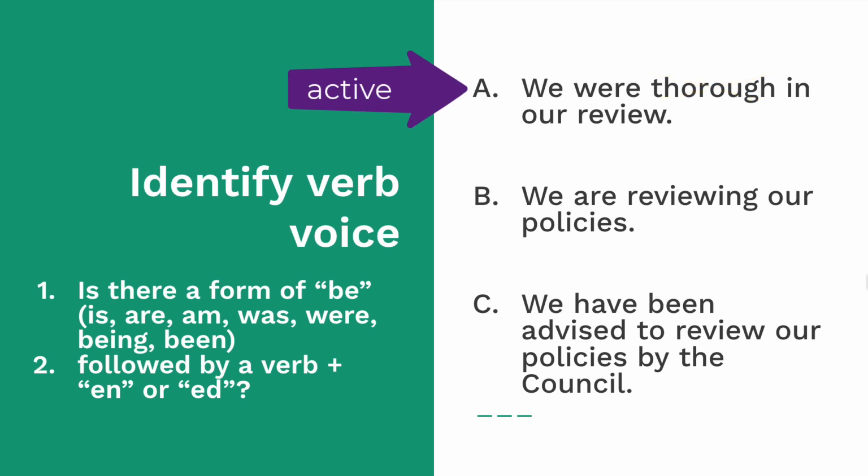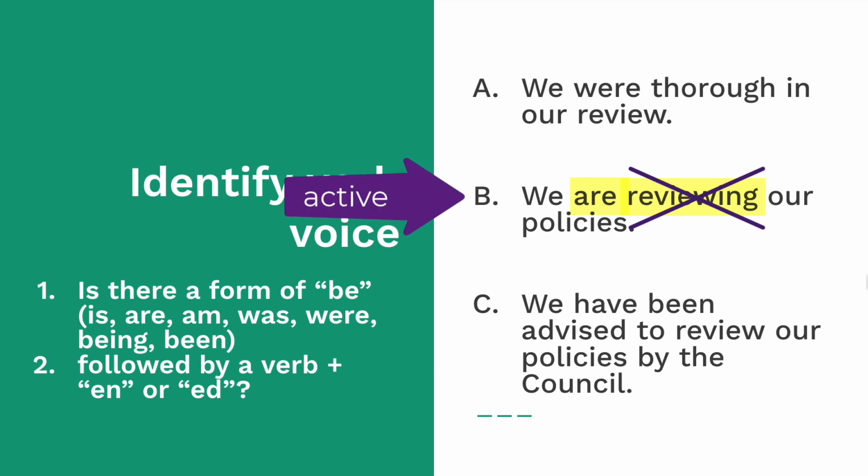Let's try sentence B. Is there a form of the verb be? Yes, are is a form of that verb. And does a verb form follow are? Yes. Reviewing is a verb. Does reviewing end in en or ed? No. That means B is not in passive voice.